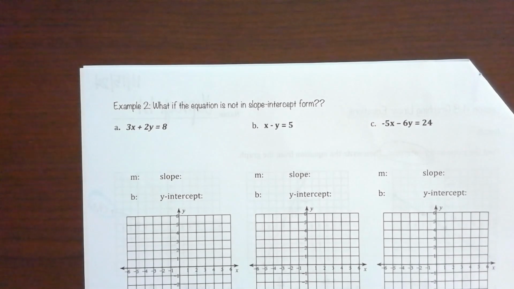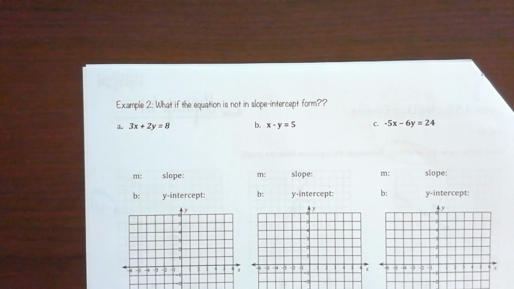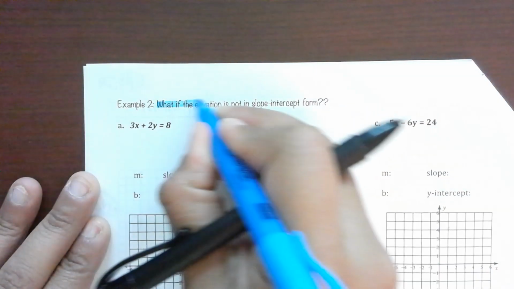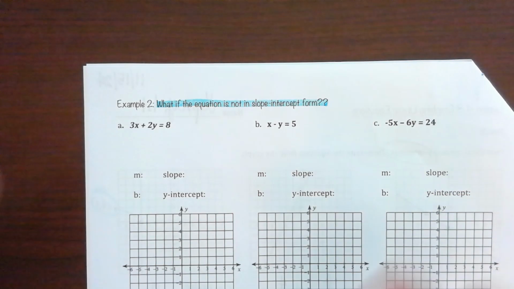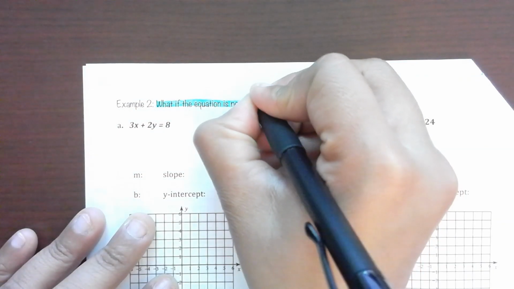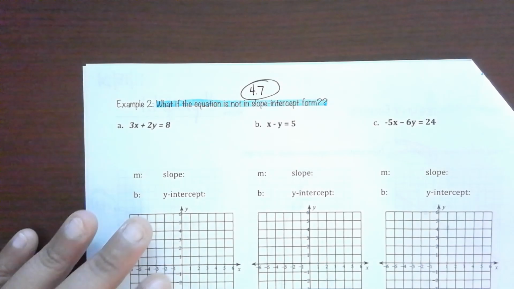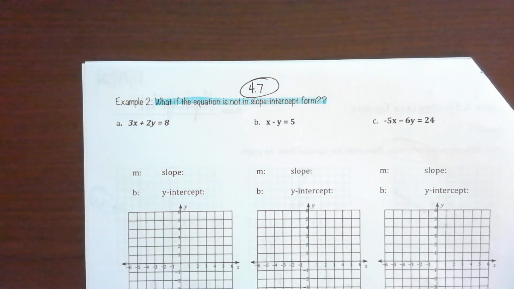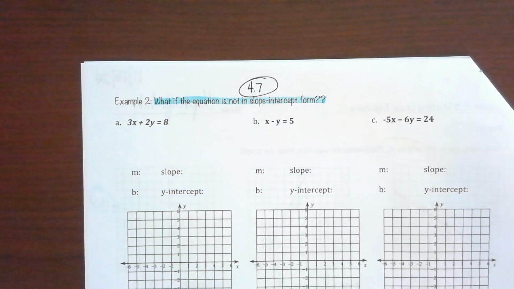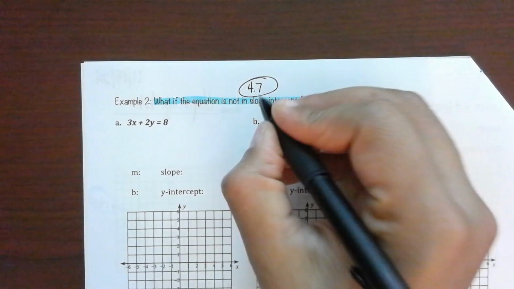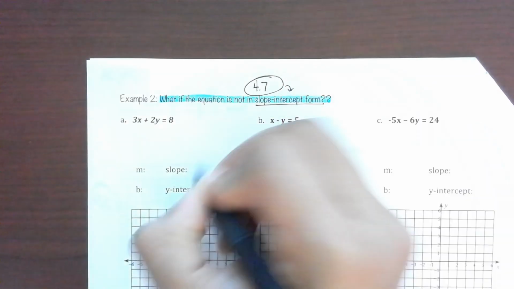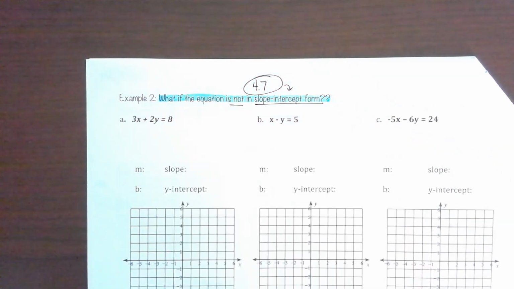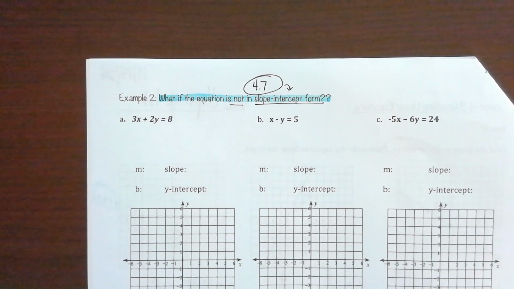Looking at example 2, if there's no questions on example 1, those first 3, A, B, and C, were all example 1. Example 2 asks the question, what if the equation is not in slope-intercept form? Meaning it started in standard form. So remember, this is from 4.7. Oh, no, baby. This is 4.7, just right here. Because this is 4.8. Oh, my bad. You're okay. That's why I wanted to clarify. We're in 4.8, but this is a skill from 4.7. So we're trying to get it out of standard form and put it into slope-intercept form.